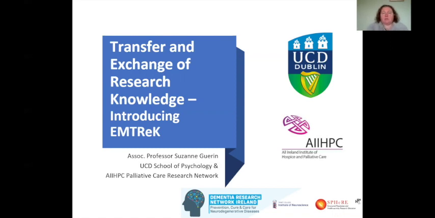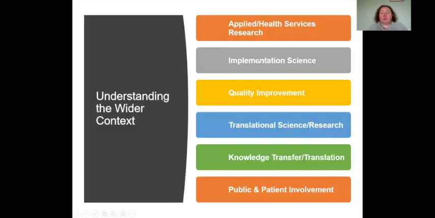So the first thing to highlight is that the whole issue of knowledge transfer and exchange sits within a much wider context, which brings together a number of different principles, practices, and areas of research. With my background in palliative care and intellectual disability and your own interest in dementia, we are working in the very broad area of applied or health services research.